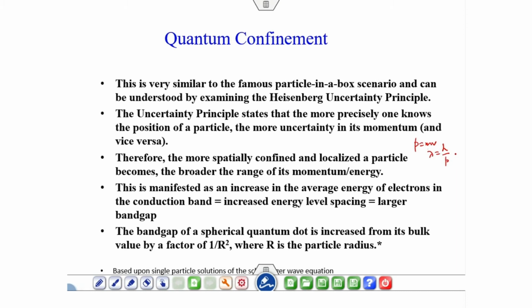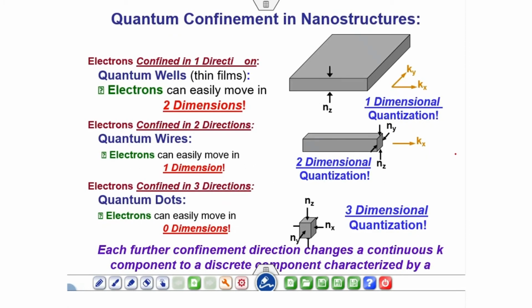And this is manifested as an increase in the average energy of electrons in the conduction band. That is, an increase of energy level spacing or a larger band gap. Normally, the band gap of spherical quantum dots is increased from the bulk by 1 by r square, where r is the radius of the spherical nanoparticle. This has been observed. Well, so a quantum confined nanostructure can be explained in a much better way.